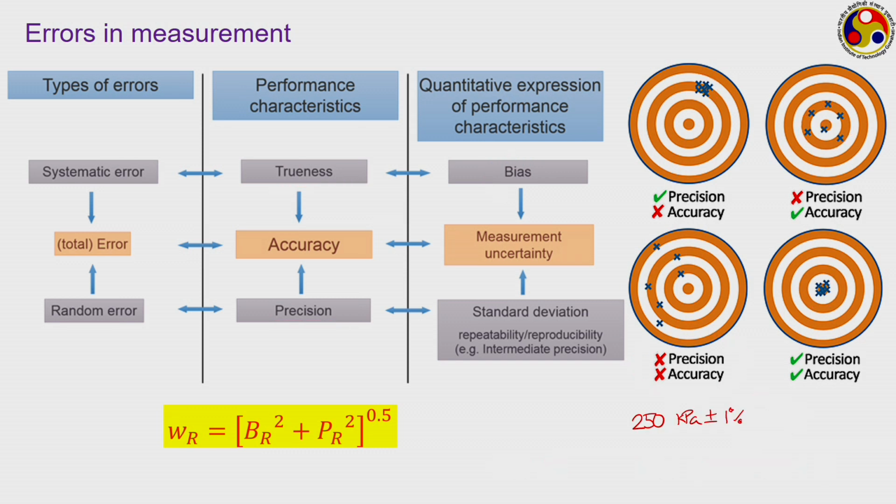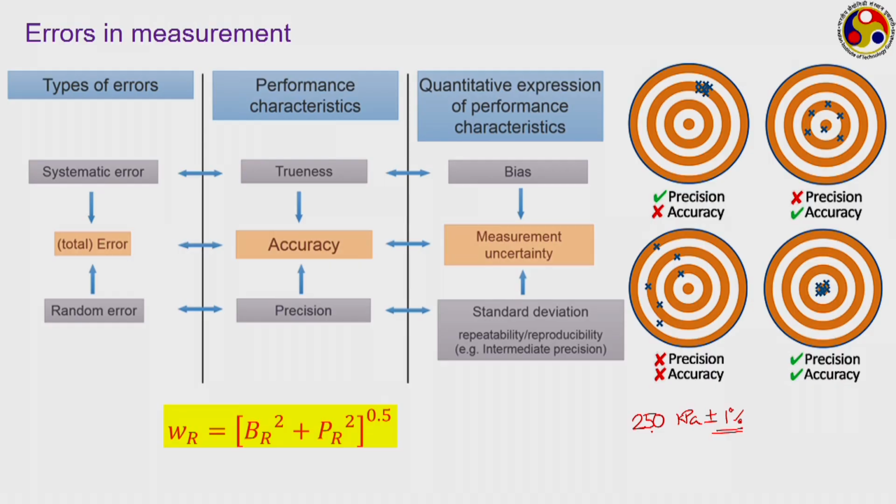However, if this full scale part is not mentioned, then the quantity of corresponding error will keep on varying with the output. Like when the output is 250 kilopascal, then it will be plus minus 1% of that, that is corresponding error is 2.5 kilopascal, whereas if your output is 50 kilopascal, it is 1% of that, that is 0.5 kilopascal.